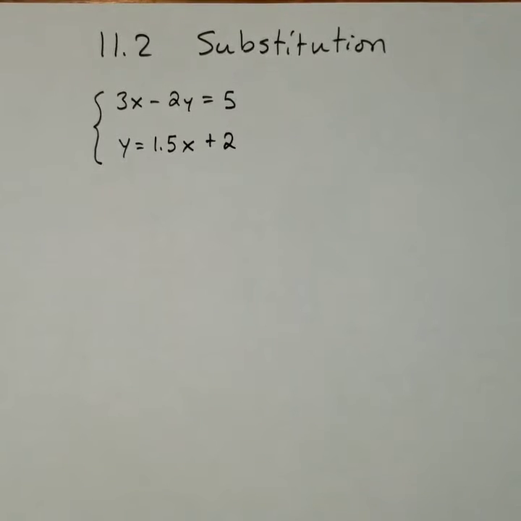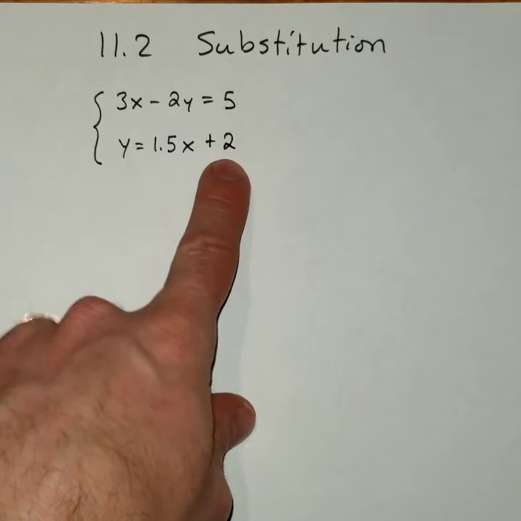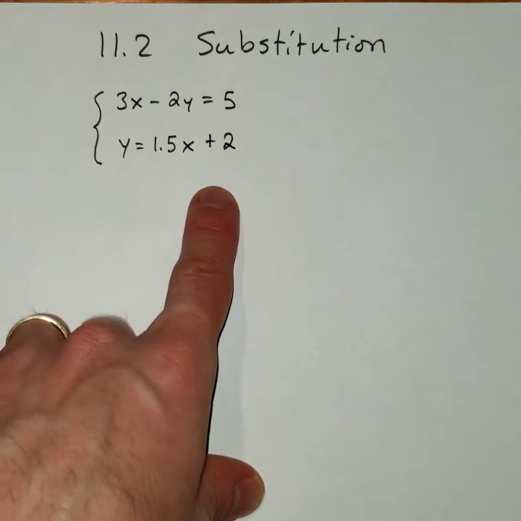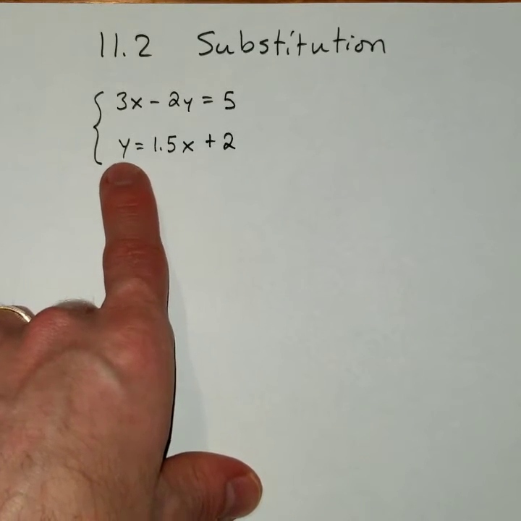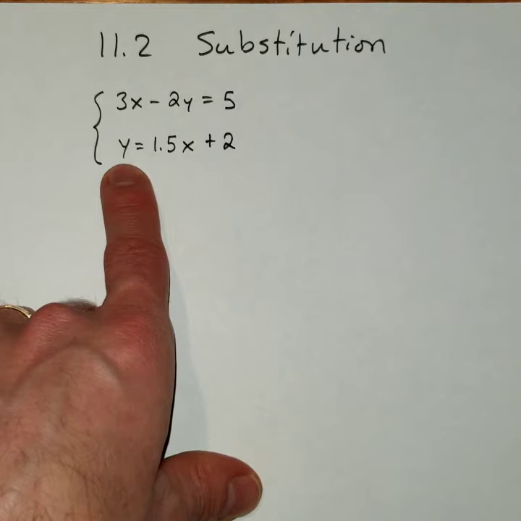Right, this is the last example for substitution. Here I have a system of equations where one equation is in standard form, the other is in slope-intercept form. It doesn't really matter how they come, they don't have to be in the same form, but what's interesting is that we already have one variable solved for.